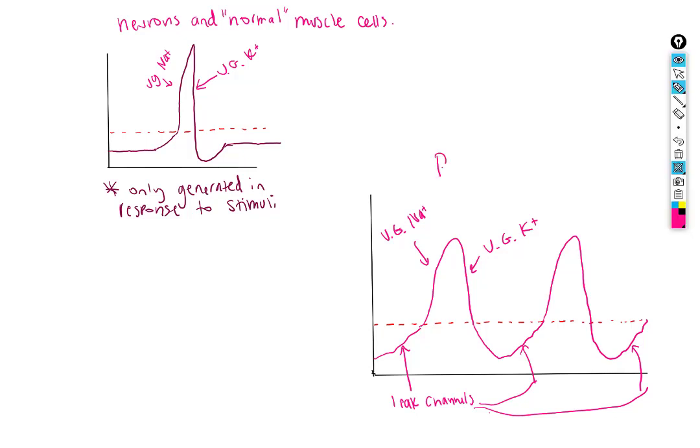So we call this the pacemaker potential. So folks who have pacemakers installed in them, that is a machine that helps set the pace of their heart, basically that machine is replacing the pacemaker potential because the pacemaker potential has been damaged or is gone for some reason. So that's the idea there.